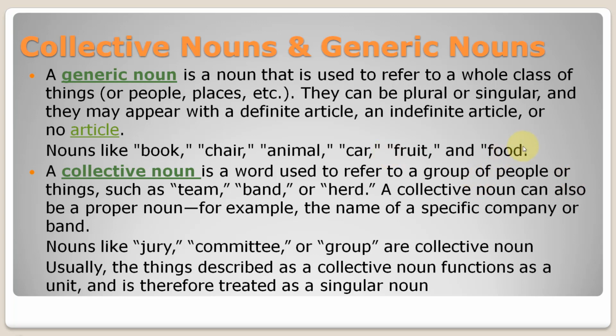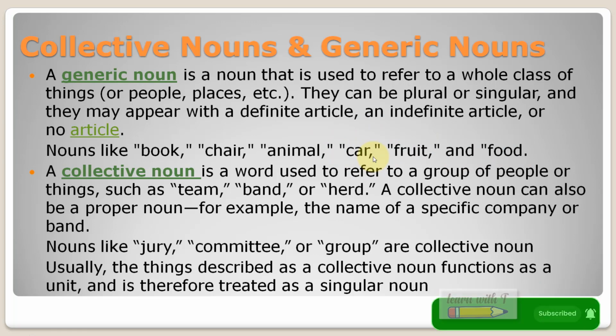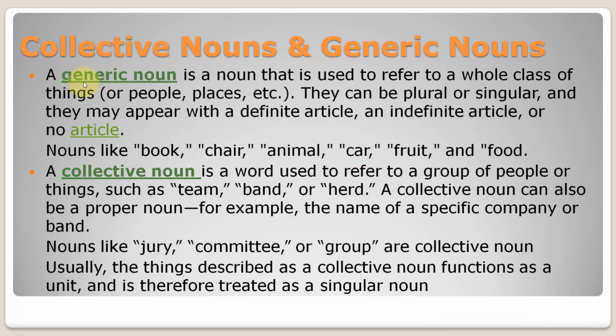In the case of food, there are so many types of food. There are Indian foods, Pakistani foods, American food, Italian food, pizzas, etc. So in the case of car, they can also be further classified into subclasses, like for example, Honda or Corolla or Suzuki, etc. And so a generic noun is a noun that is used to refer to a whole class of things or people or places, etc.